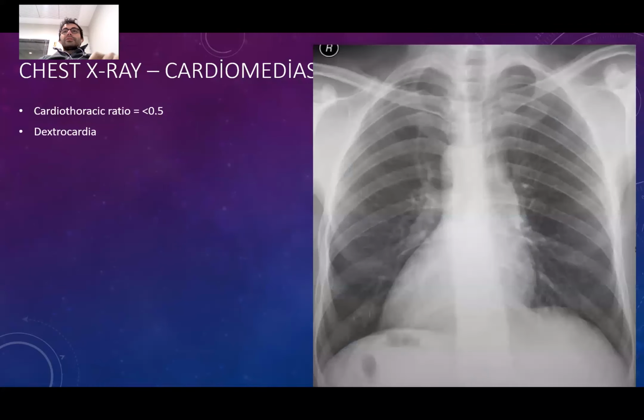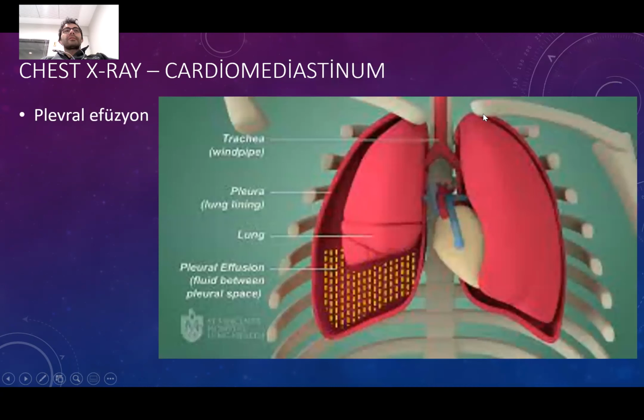This is a case of dextrocardia. In a case of dextrocardia, you should always go and ask the technician or repeat the scan, because these are usually technical mistakes. They just put the right and left mark on the wrong place. Usually it happens because of that.